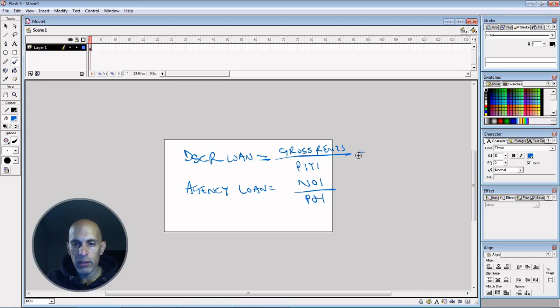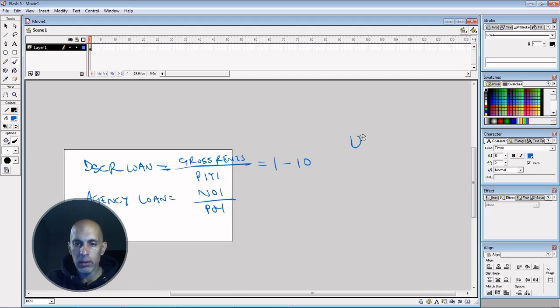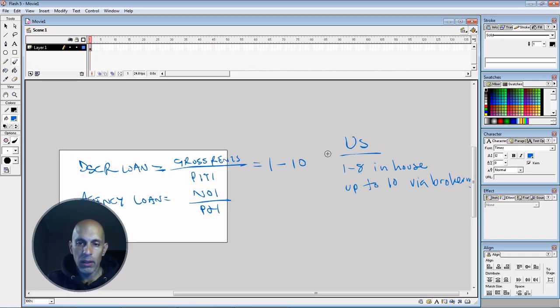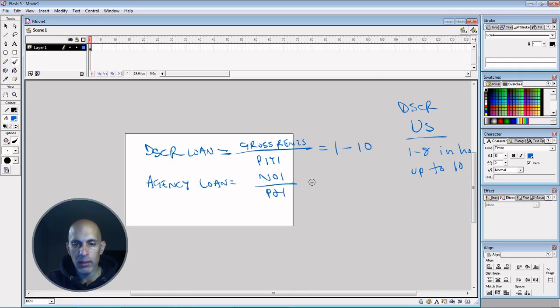So DSCR loans are limited to 1 to 10 units. For us, we do 1 to 8 units with the DSCR loan in-house, and up to 10 via brokering. This is for our DSCR product. For an agency loan, we can go 5+ units.